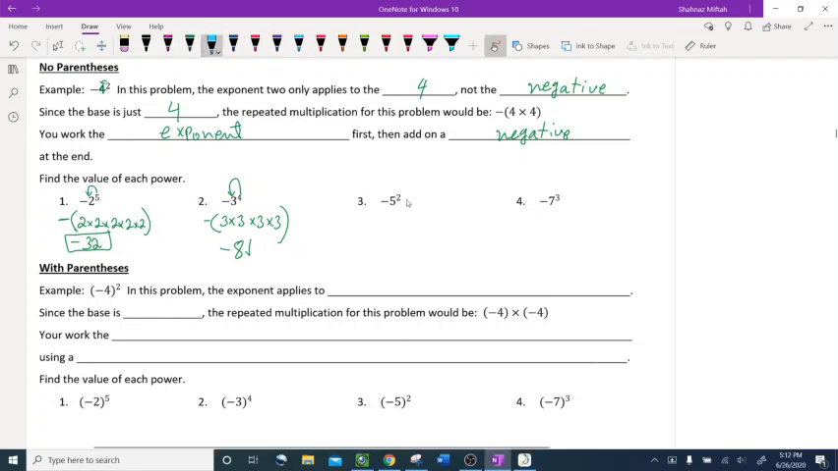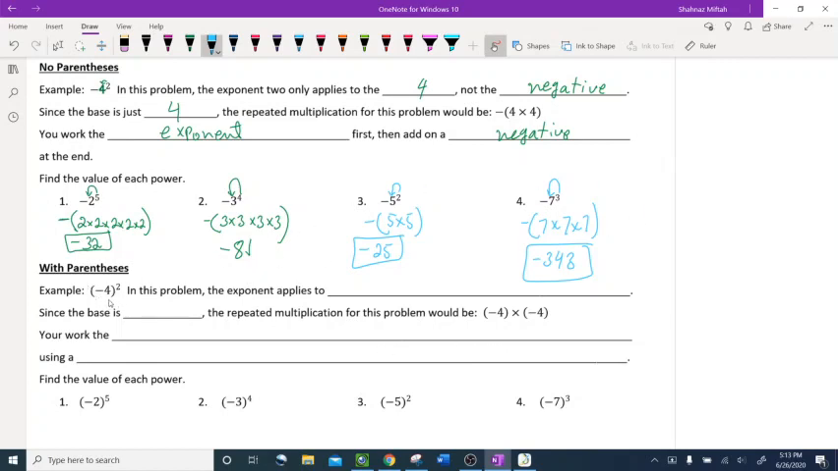Let's try that one. Let's use a different color. This 2 applies only on 5, right? So negative stays. 5 times 5 is going to give me negative 25. That one, 3 only applies on 7. Negative stays. 7 times 7 times 7 is going to give me negative 343. Okay. Everything was without the parentheses.